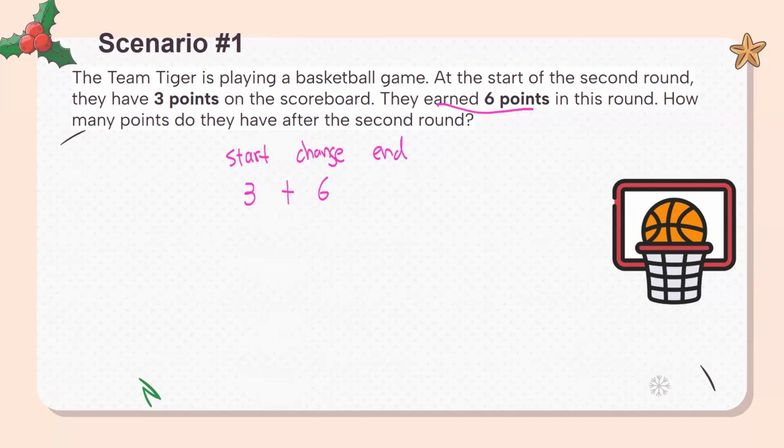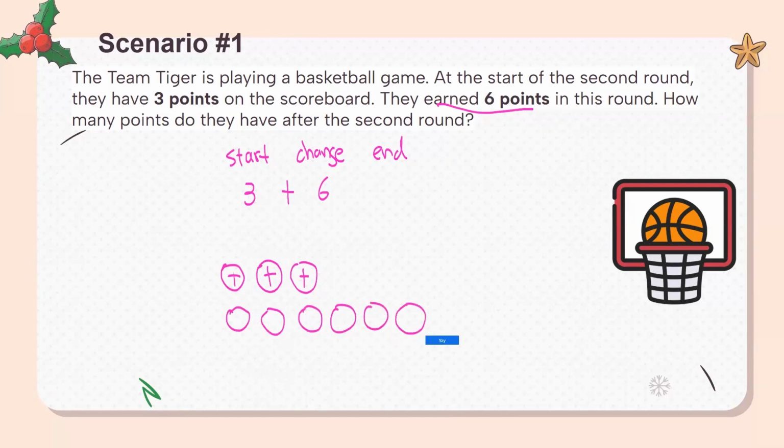Since our start is 3, we are going to draw 3 positive chips. And we add 6 points, so we are adding 6 more positive chips: 1, 2, 3, 4, 5, 6. Now we have 1, 2, 3, 4, 5, 6, 7, 8, 9. We have 9 positive chips. That means 9 is our final answer, and the end. Okay, thank you for your amazing explanation.